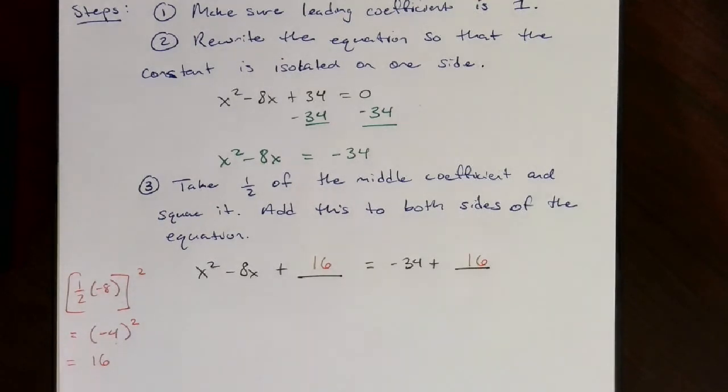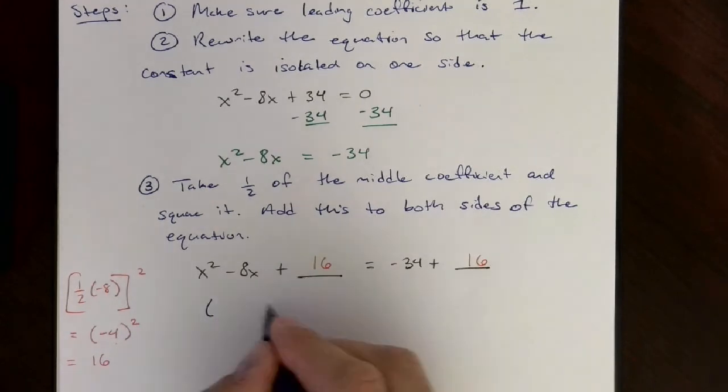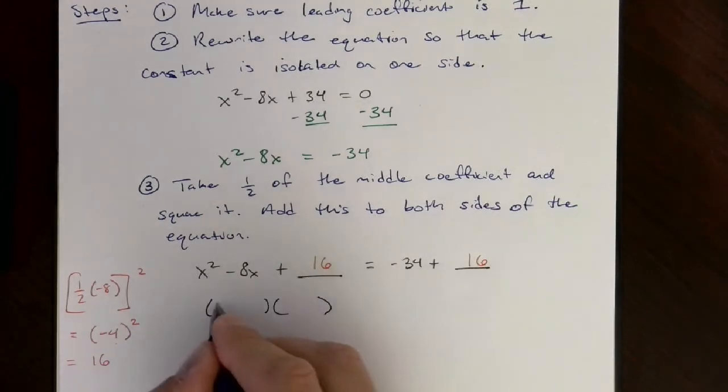And now, really you'll see it in the next step, now that you've done this on your left side here, you've created a perfect square trinomial. In other words, if I was to factor this, what would it factor to? Well, x squared tells us x times x, multiplies with a positive 16, adds with a negative 8.